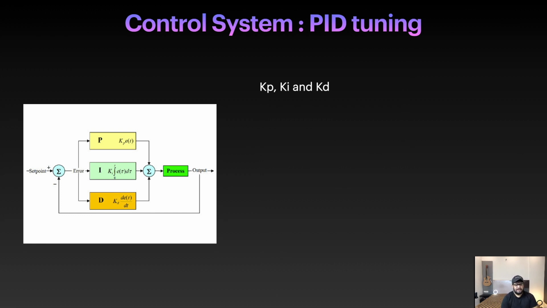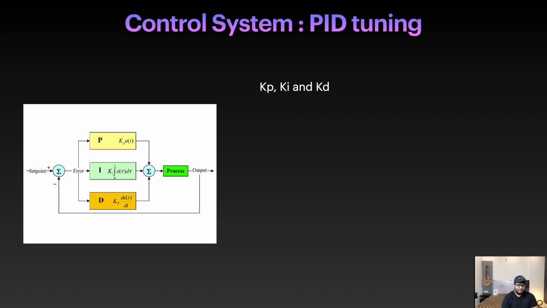Again, coming back to it, it's finding the value of these constants, KP, KI and KD. As I mentioned, these are constants, and what could be this value? This value could be anything. So how do we find this value? We need to find the value which is fit for our system. Generally there are different ways to find this value.